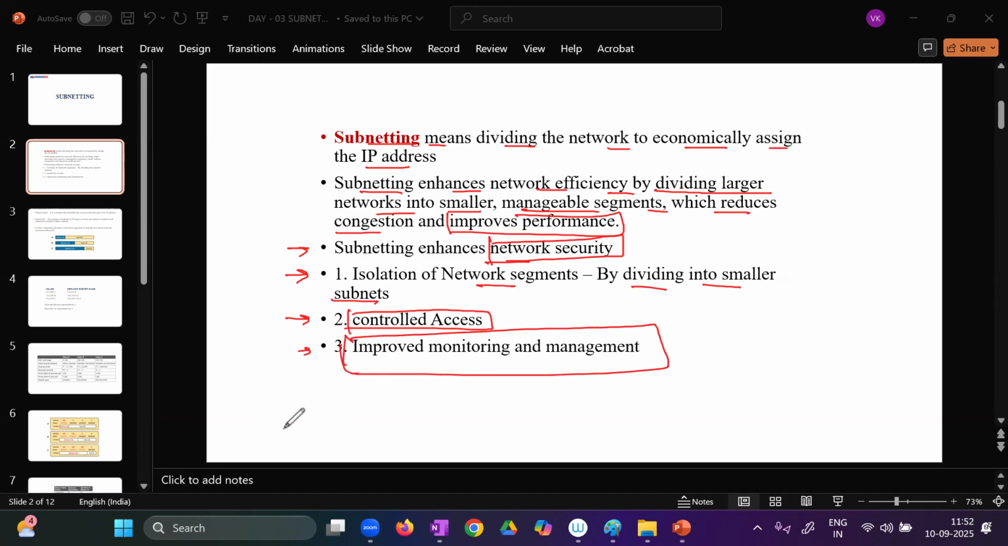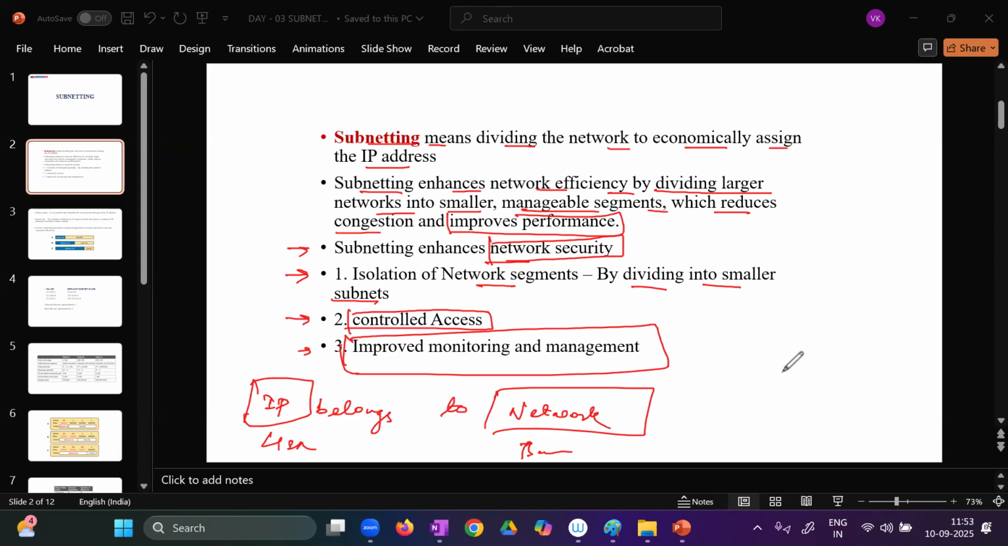Whenever we talk about the network and whenever we talk about the IP, these are two different terms, right? IP belongs to network. Same as HSR Layout belongs to Bangalore. It means what? Network is a broader term. IP is a smaller term, part of that network.